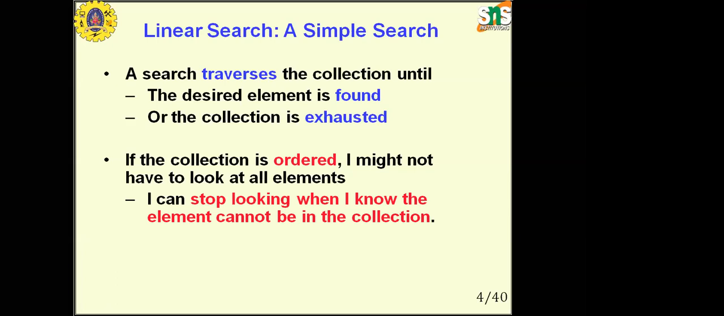ஓகேங்களா? So simple-ஆ கொடுத்துருக்காங்க பாருங்க, last line-ல easy-ஆ புரியுற மாதிரி. அதாவது I can stop looking when I know the element cannot be in the collection. ஒன்று, நீங்க search பண்ண element அந்த list-க்குள்ள இல்லைன்னா நீங்க search பண்ண வெளியே வந்துடலாம். இல்லைன்னா நீங்க கேட்குற element இருந்துச்சுன்னா அதோட process stop பண்ணிட்டு வெளியே வந்துடலாம். ஓகேங்களா?